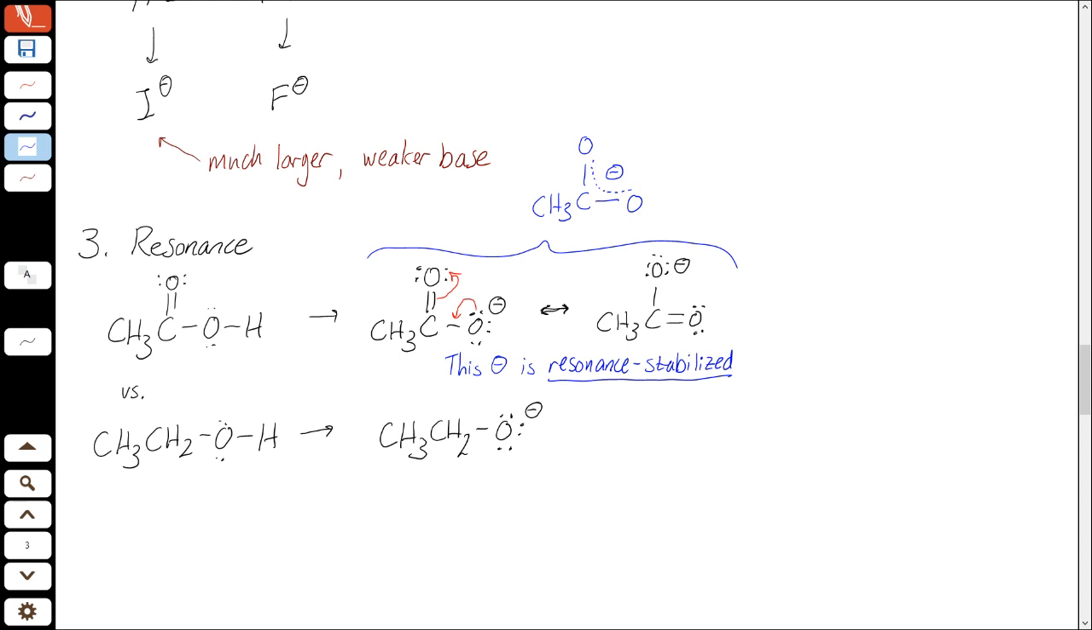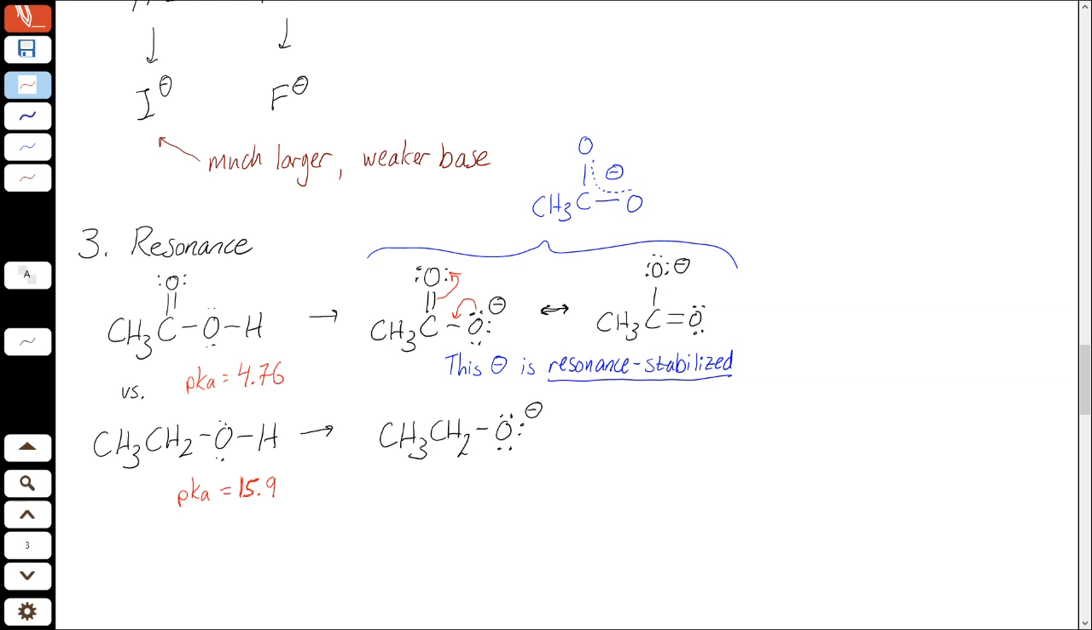So this base, where the negative charge has resonance, is then more stable, a weaker base, and therefore its acid is going to be much stronger. So if we look at those actual pKa's, the pKa of acetic acid, we already talked about, is 4.76. The pKa of ethanol is similar to water at 15.9. So acetic acid can lose its hydrogen much more easily than ethanol can because of the resonance effect there.